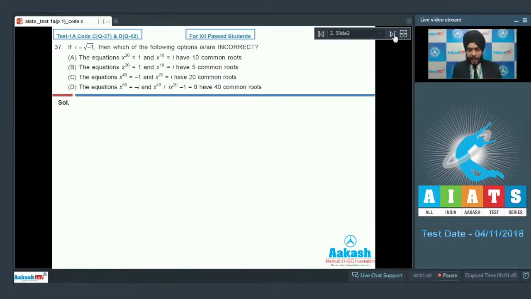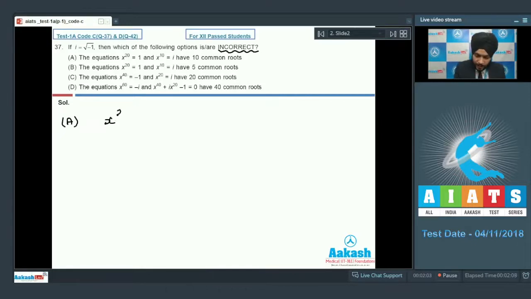This says that if iota is under root of -1, which is a usual notation, then which of the following options is or are incorrect? So you have to choose incorrect options. So we'll have to discuss all the options. Let us discuss option number A. The equations x^20 equal to 1 and x^10 equal to iota have 10 common roots. Option B also talks about the same two equations.